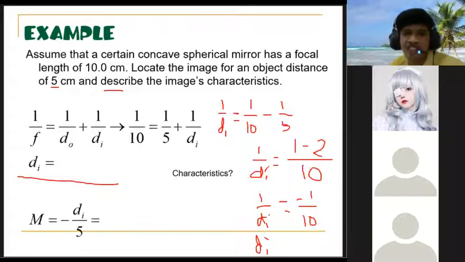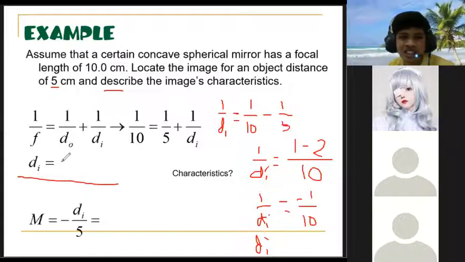So what is the value of DI? 1 over DI equals negative 1 over 10, so DI is negative 10. Yes, negative 10, and the unit is centimeter. Negative 10 centimeters.